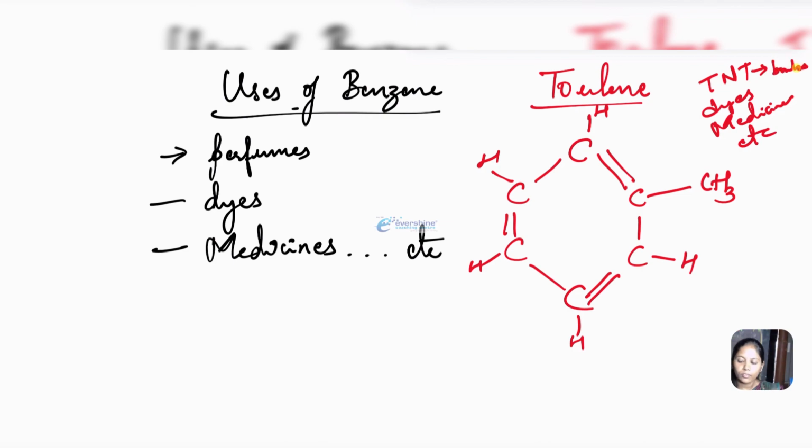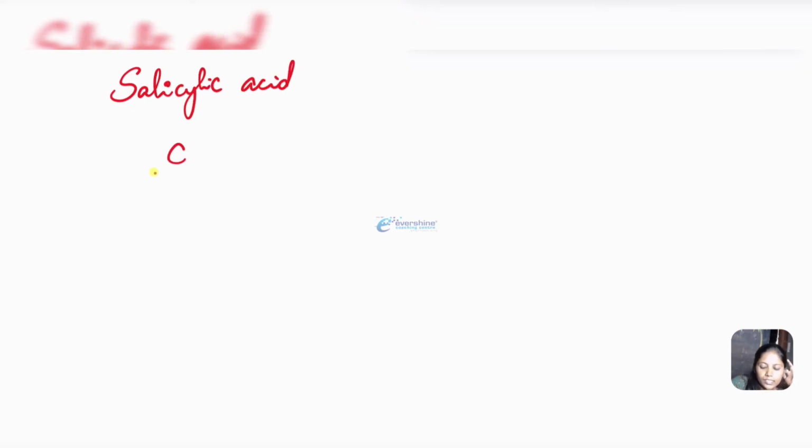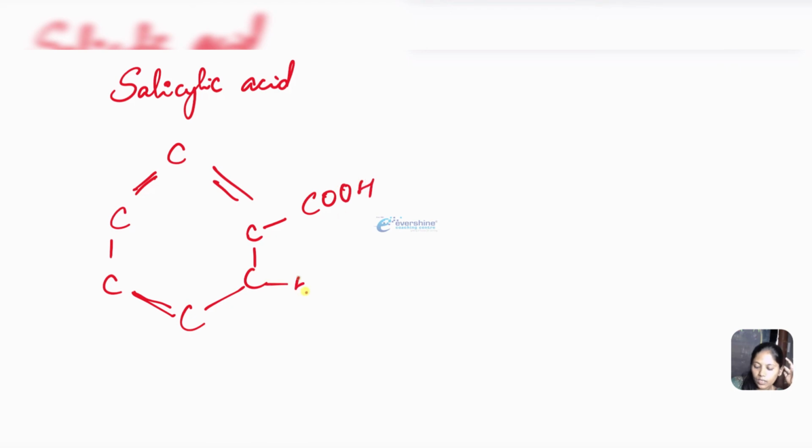Okay, TNT, trinitrotoluene explosives. Then they may ask you the structure of salicylic acid. Salicylic acid also has 6 carbons, alternate double and single bonds, with a COOH group. So this is the structure of salicylic acid.